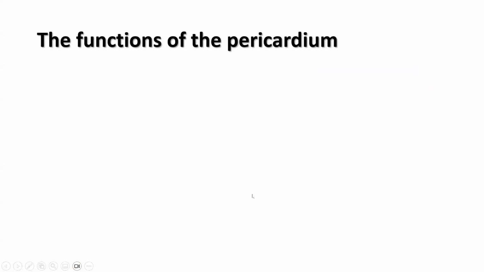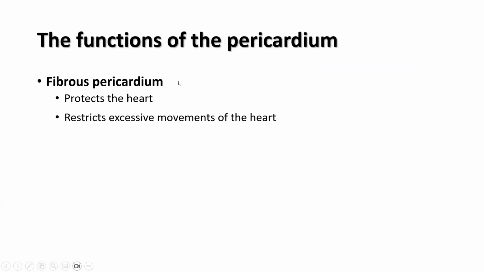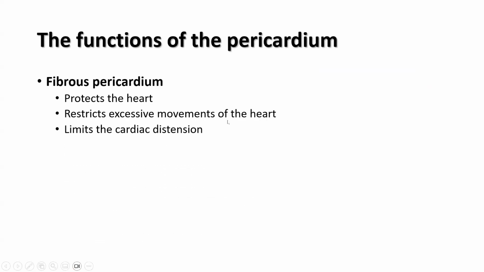Now, what are the functions of the pericardium? We can divide the functions into two groups. What are the functions of fibrous pericardium and what are the functions of the serous pericardium? Fibrous pericardium at first protect the heart. I have told earlier, it gives protection to the heart. It prevents excessive movement of the heart. It limits the cardiac distension and it also protects the serous pericardium.